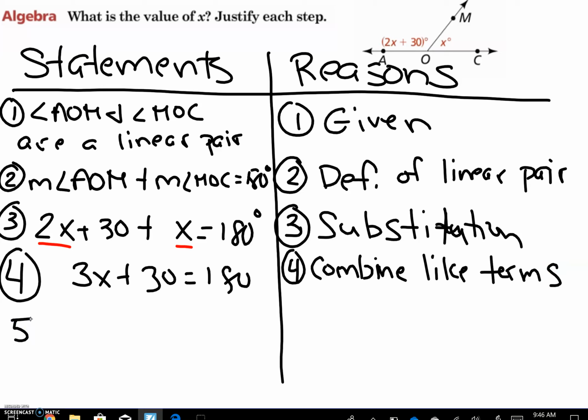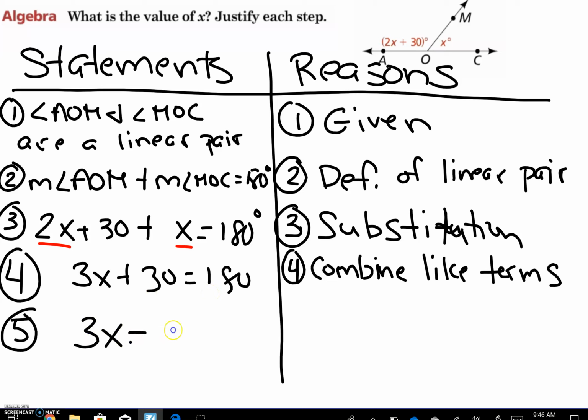Okay. Now, what would be the next step in this equation? So you all know, oh, we're going to subtract 30 from both sides. Now, in a proof, you can't do this because it looks messy. So all you have to do is just know, all right, I'm going to subtract 30 from both sides. So you can do that on a piece of scratch paper.